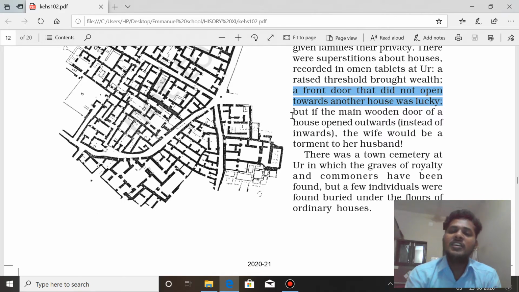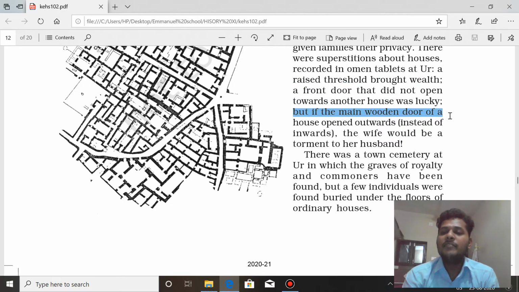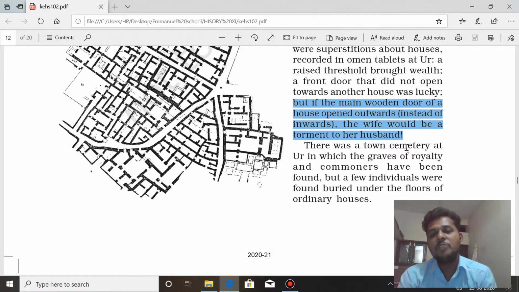This is also another superstition. Third superstition: if the main wooden door of a house opened outwards instead of inwards, the wife would be a torment to her husband. So what do you mean by this?